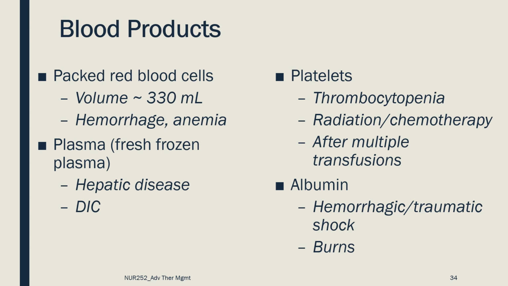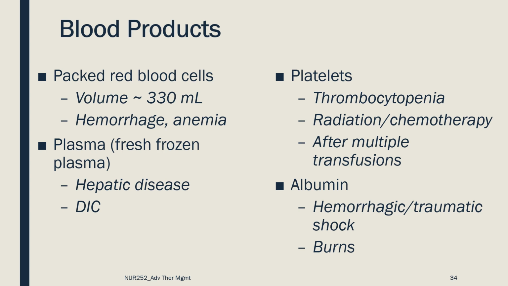Packed red blood cells, or PRBCs, will have a volume around 330 cc's and a hematocrit of 50 to 70%. This is the type you will use predominantly for severe hemorrhage, symptomatic anemias, perioperatively, and in sepsis. Plasma will often be ordered in patients who are experiencing coagulation abnormalities as a result of severe hepatic disease.